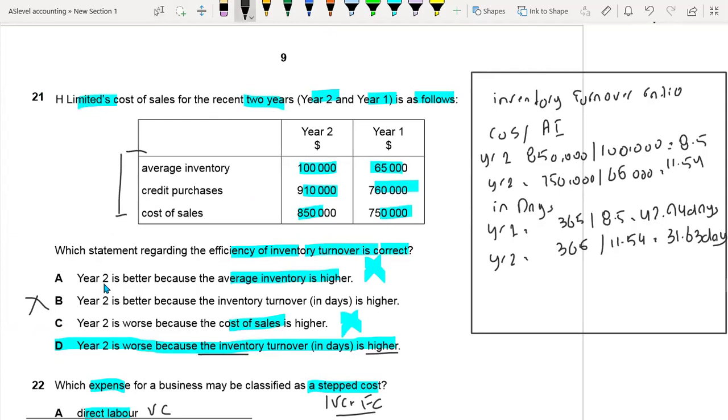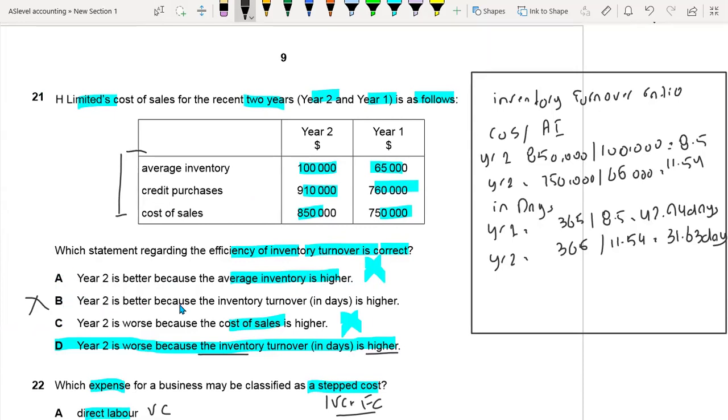Okay. In the first option, year 2 is better because the average inventory is higher. But average inventory does not show this, because to find the efficiency of inventory turnover you have to look at the ratio and the days. Only if that is appropriate can we say that inventory turnover is efficient. So option A is not relevant.